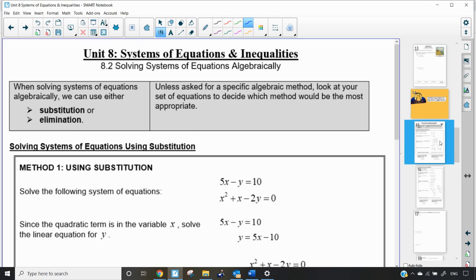Now, when we're solving algebraically, there are two methods that we can use, substitution and elimination. And we went through both of these in grade 10. We're going to go through them again this year. And what we noticed already last year when we were working with systems of equations is that certain systems lend themselves better to substitution or elimination. So I'm going to take you through both steps. I'm going to show you some examples of equations that may be better suited for substitution or elimination. And then we're going to do a few examples. So unless you're asked to use a specific algebraic method, you're going to look at your equations and then decide which method is the most appropriate.